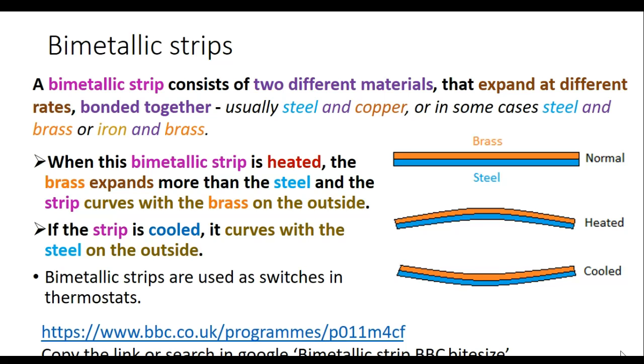Similarly, if the strip cools, then it also curves. The force of the contraction causes it to curve as well, but this time it is the other way around. So it curves with the steel on the outside instead of the brass on the outside. You can see what these effects look like in the picture on the right.